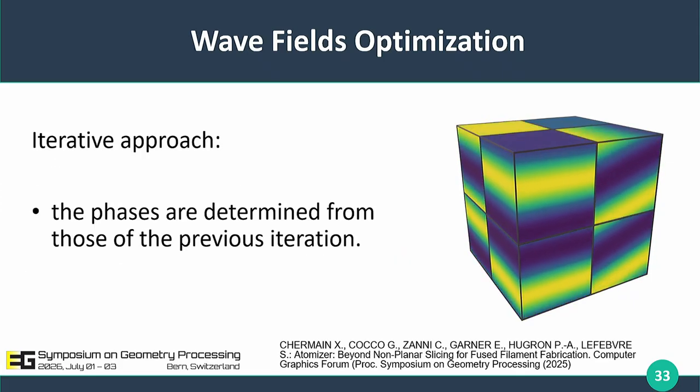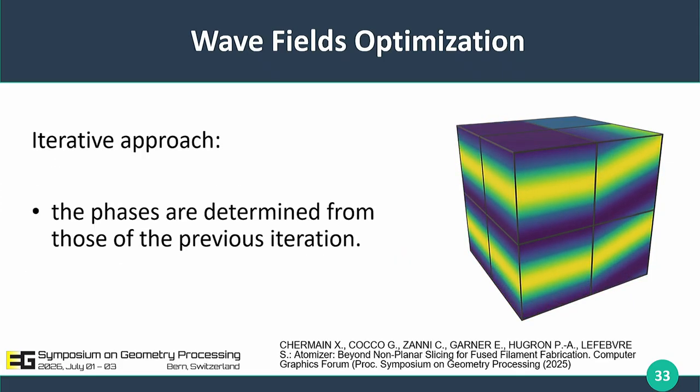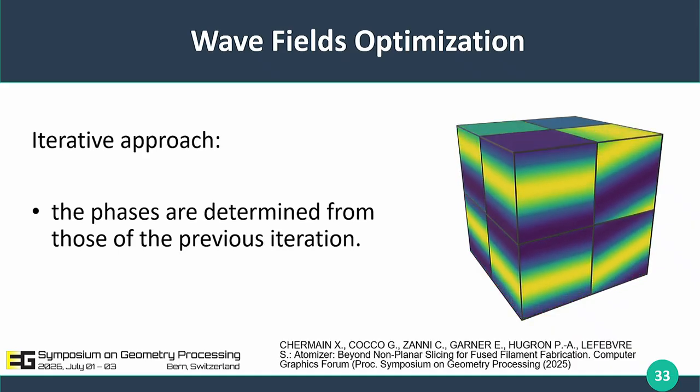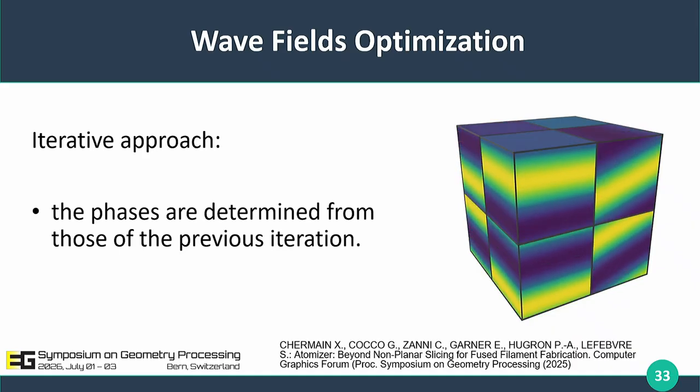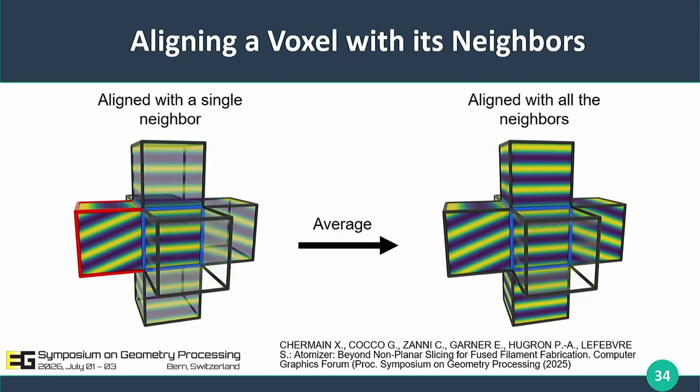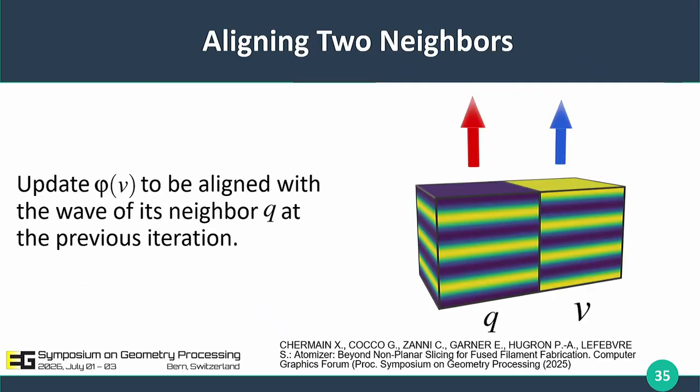We perform this optimization iteratively, and at each iteration, the phase assigned to a voxel is determined from the phase value of its neighboring voxels in the previous iteration. In practice, aligning a voxel with its neighbors is achieved by first defining the alignment with a single neighboring voxel, as shown on the left, where the central voxel in blue is aligned with different neighbors. The final phase value for the blue voxel is then computed as the average of the phases prescribed by each of its neighbors. So in the end, performing the wave field optimization only requires defining how to align the waves of two neighboring voxels.